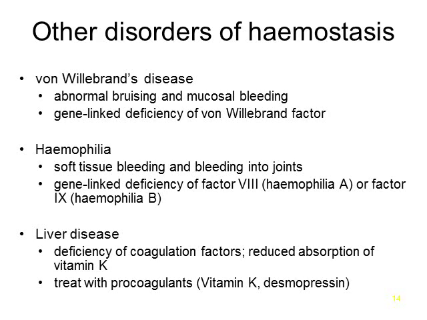There are several other disorders of haemostasis. The three listed here, again, I need you to know about. So first of all, von Willebrand's disease. This is a gene-linked deficiency of von Willebrand factor, and in these patients we see abnormal levels of bruising and severe mucosal bleeding, so bleeding of the gums, for example.